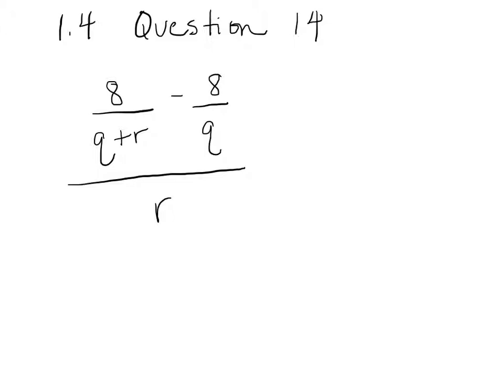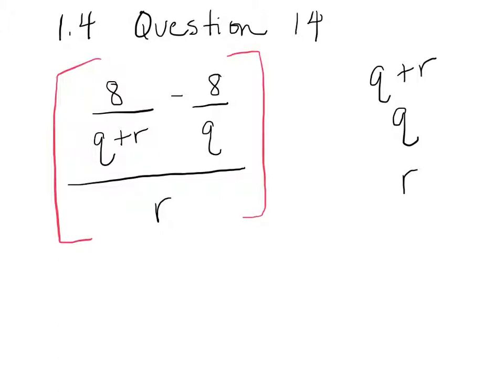So if I look at my denominators, I've got q plus r, q, and r. And all of them are prime. And if you think back to Tuesday night, we said if you've got just prime denominators, multiply all of them together to get the common denominator. So I'm going to go ahead and multiply this entire thing by q plus r, q, and r. And so what that's going to do is eliminate the denominators.